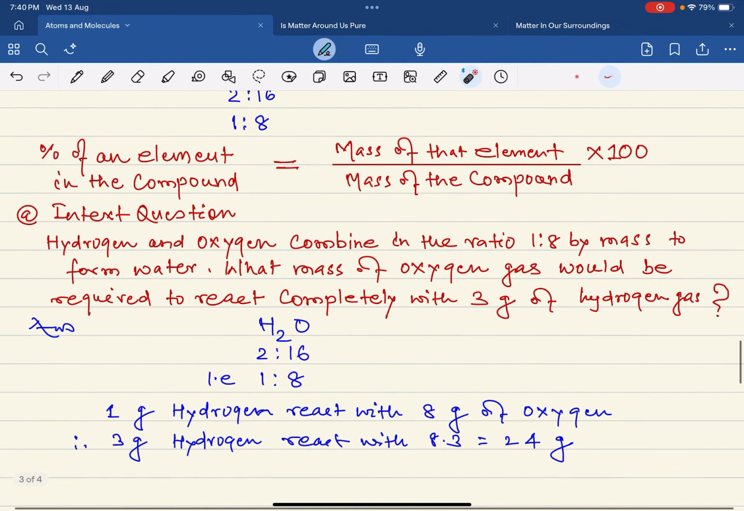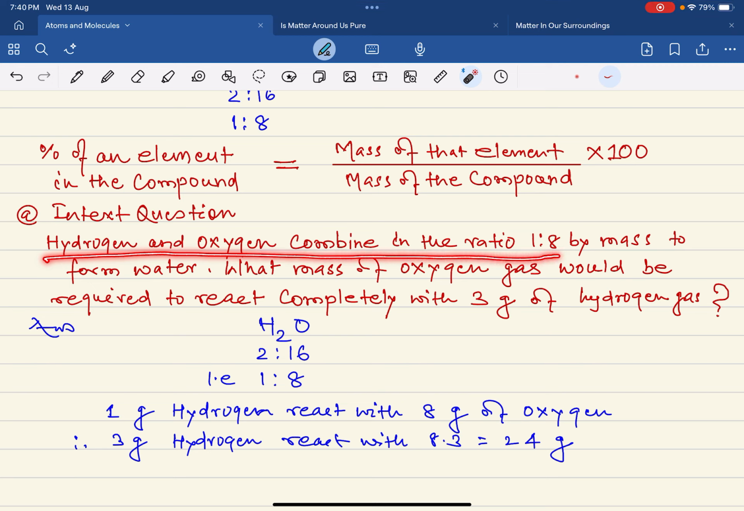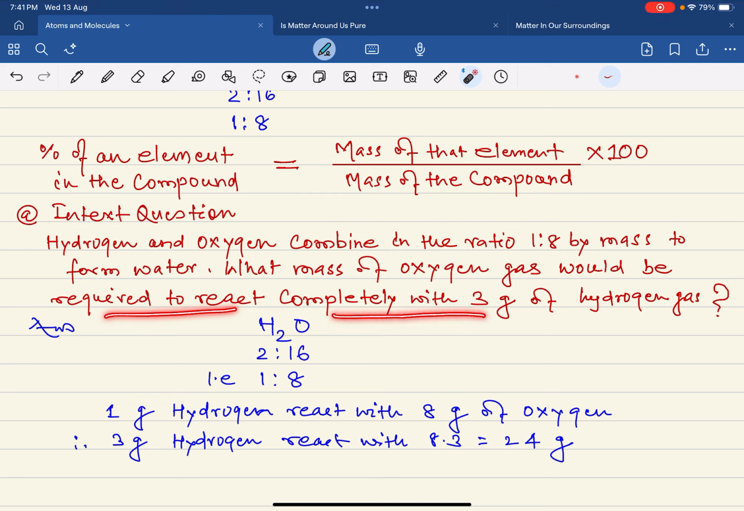Now an in-text question, a very simple question: hydrogen and oxygen combined in the ratio 1:8 by mass to form water. What mass of oxygen gas would be required to react completely with 3 gram of hydrogen gas? In water, the ratio is 1:8. It means 1 gram hydrogen combines with 8 gram of oxygen. So, according to the question, 3 gram hydrogen combines with how many gram of oxygen? 3 into 8 equals 24 gram.